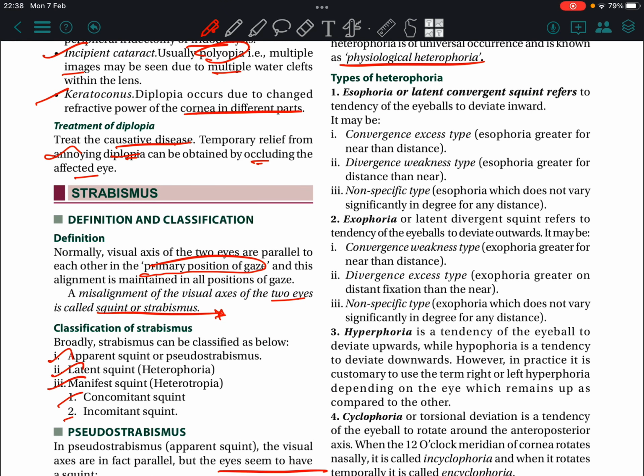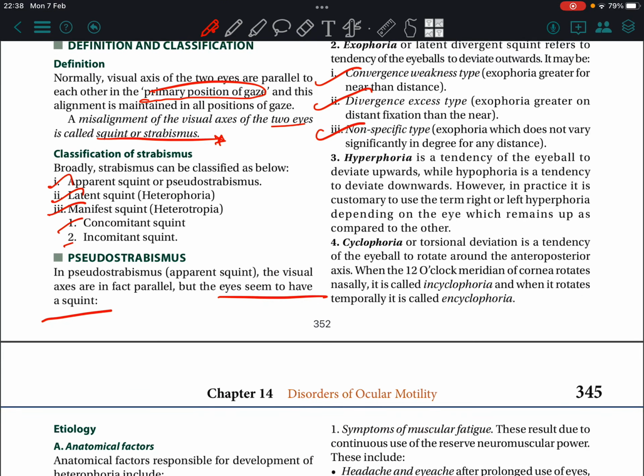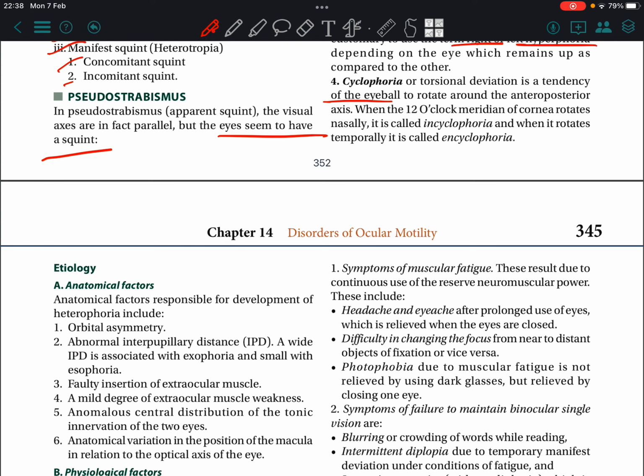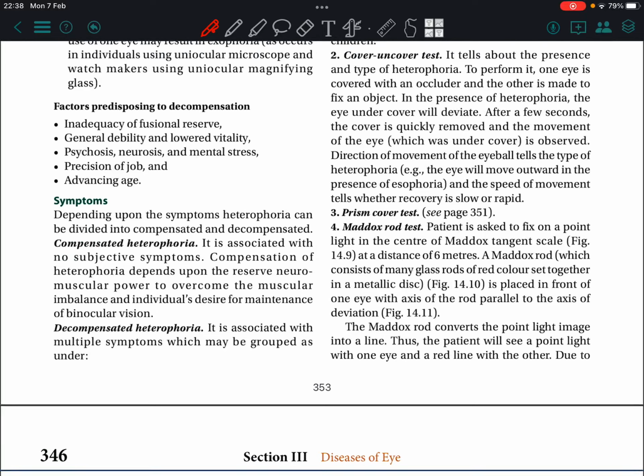Types of heterophoria. Esophoria, latent convergent squint, refers to the tendency of the eyeball to deviate inward. It may be convergence excess type, divergence weakness type, or non-specific type. Exophoria: convergence weakness type, divergence excess type, non-specific type. Hyperphoria is the tendency of the eyeball to deviate upwards, while hypophoria is the tendency to deviate downwards. However, in practice, it is possible to use the term right or left hyperphoria depending on the eye which remains up as compared to the other. Cyclophoria, a torsional deviation, is a tendency of the eyeball to rotate around the anteroposterior axis. When the 12 o'clock meridian of the cornea rotates nasally, it is called incyclophoria, and when it rotates temporally, it is called excyclophoria. Etiology.